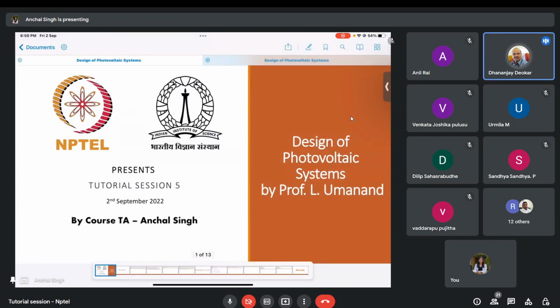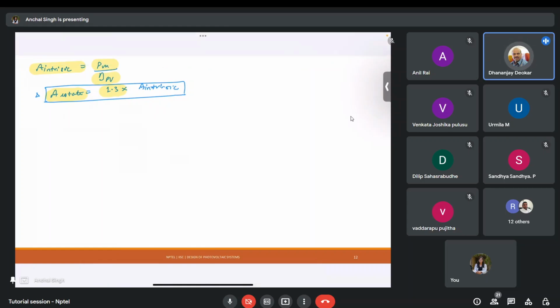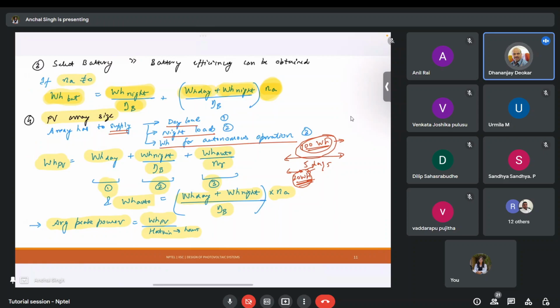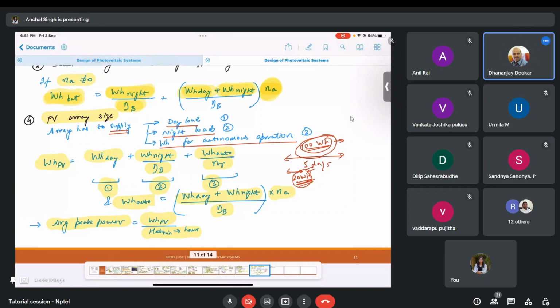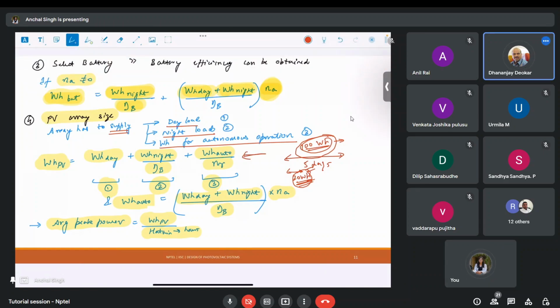Yeah, the equation that has been written: watt hour PV is equal to watt hour day plus watt hour night upon NB, plus watt hour auto divided by NR. So watt hour auto divided by NR, from where is this NR coming actually? Okay, so you are talking about this equation, sir. Yes, this equation.